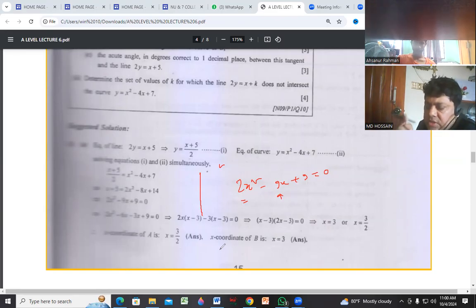So what is the question asking you to find out? The value of x. See the question: the x coordinates of A and B. This is the value of x for point A and point B. So this one solution is okay.